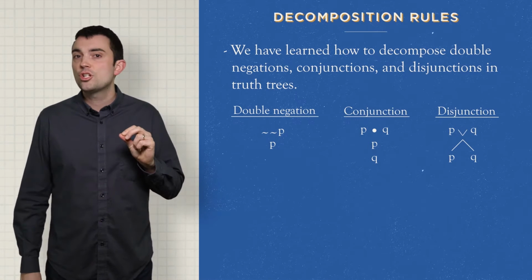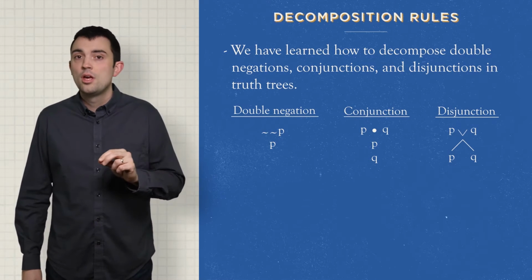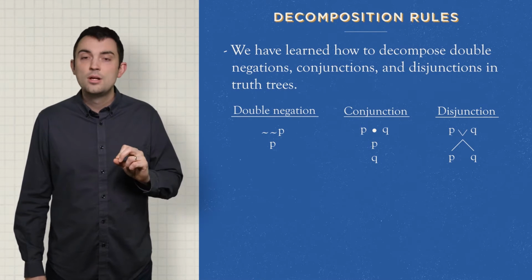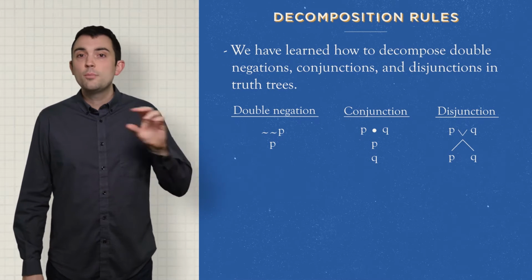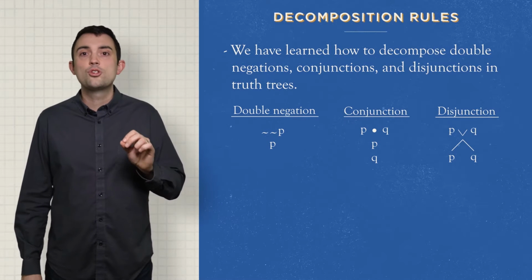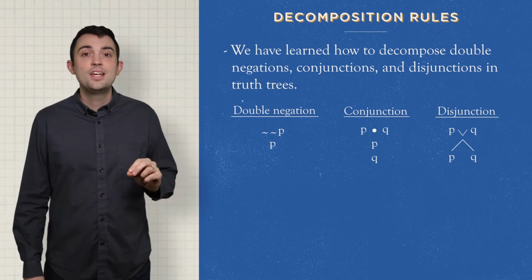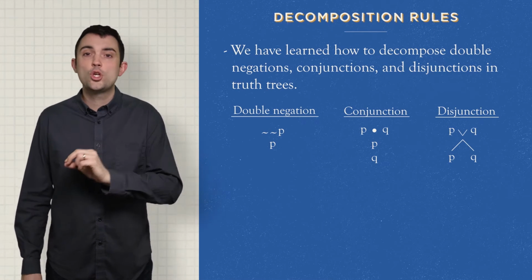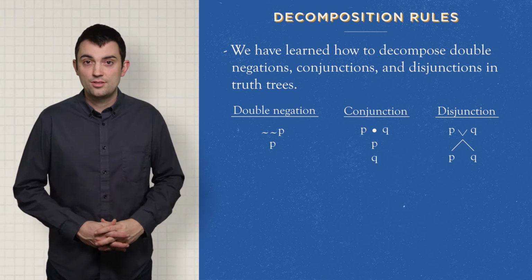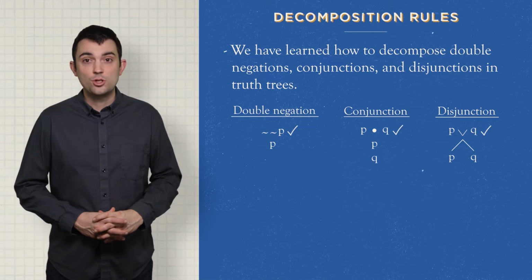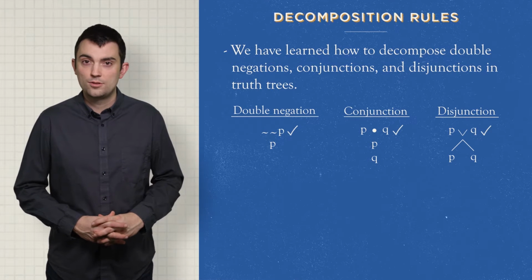For a double negation, or a negation of a negation, the negation of a negation is simply the proposition itself. For a conjunction, you decompose a conjunction by decomposing the two conjuncts with one right above the other. For a disjunction, disjunctions branch into two different disjunct branches. Then, for all of these, you check off the compound proposition after you've decomposed it into its literals.